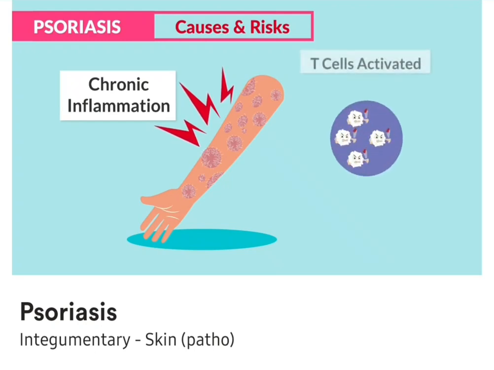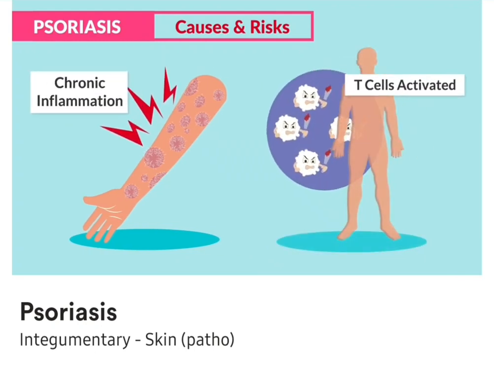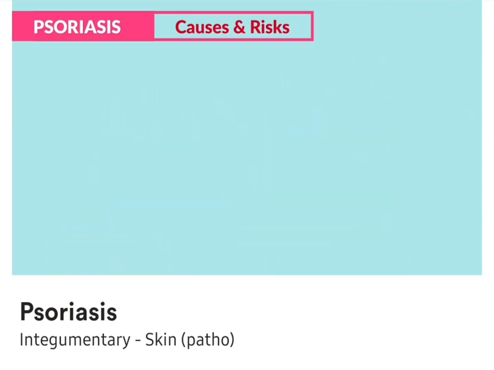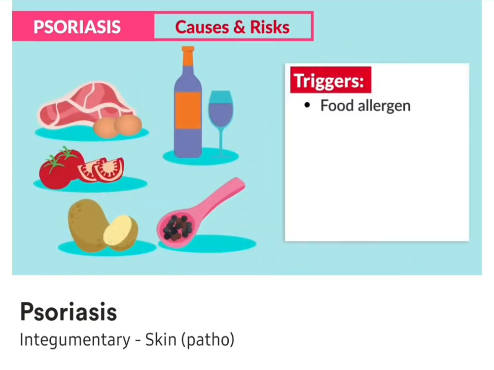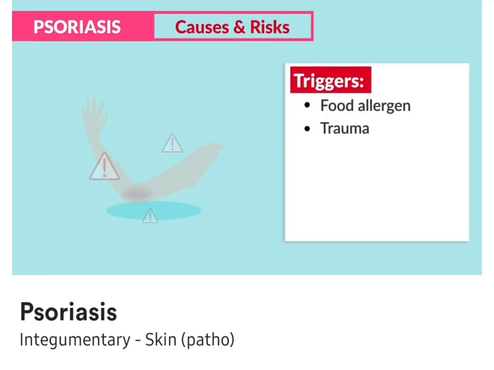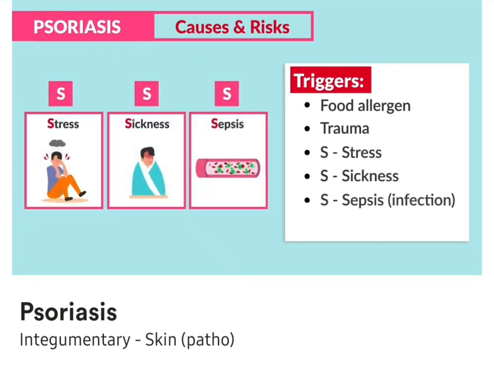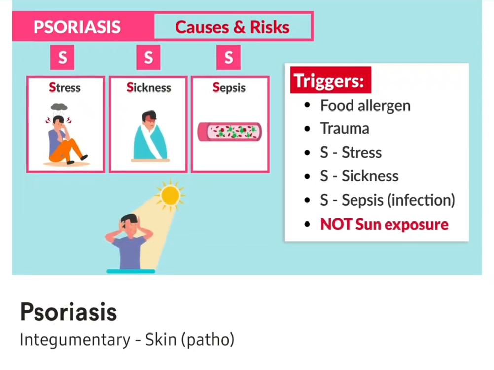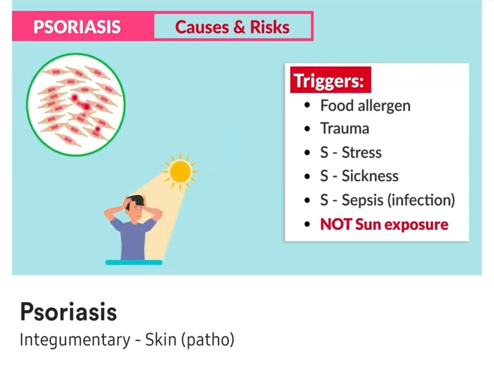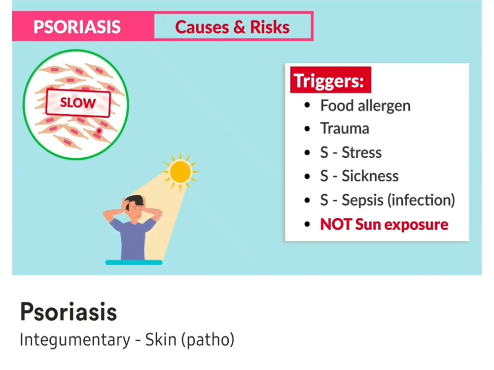Now, in terms of the causes and risk factors, a psoriasis flare-up or exacerbation is typically triggered by an irritant that heightens the body's immune system, making the body attack itself. So triggers include food allergens, trauma, and the 3 S's. S for stress, sickness, and even sepsis or infection. Not sun exposure. Many students get this wrong. This actually helps to slow the turnover of skin cells and limit the flare-ups. So remember, not sun exposure.